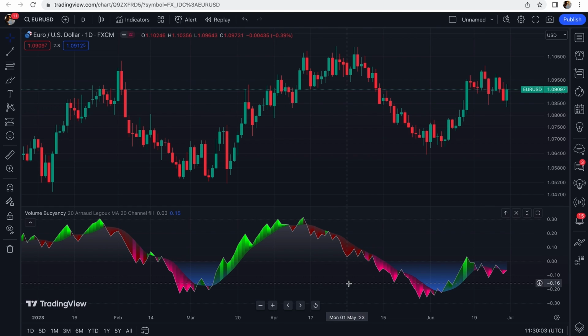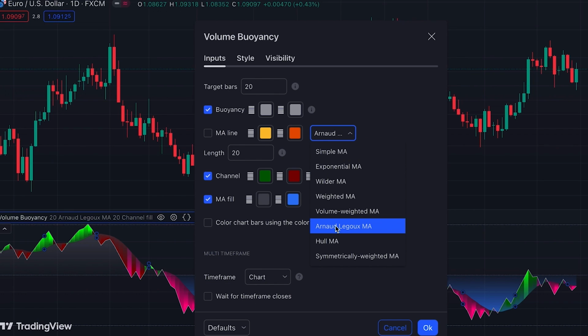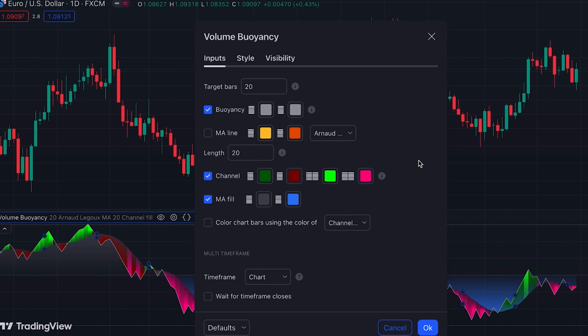Alright, now let's see what the components of this indicator are and how we interpret this indicator and use it for trading. This gray line that you see here is the buoyancy line, and by default it's calculated based on Arnaud Legoux moving average, which is the best choice for the context of this indicator, and the target bars for averaging is set at 20. Please pay attention that similar to moving averages, if we decrease the target bars, our buoyancy line will become more noisy, and if we increase the target bars, the buoyancy line will become smoother. For general use cases, the default setting of 20 works well, but depending on the trading strategy, you may need to increase or decrease the sensitivity of the buoyancy line.